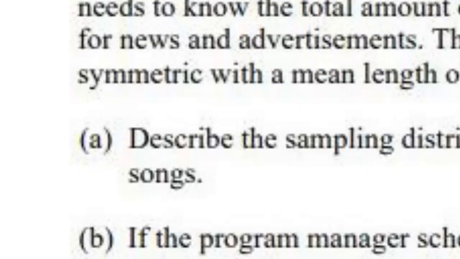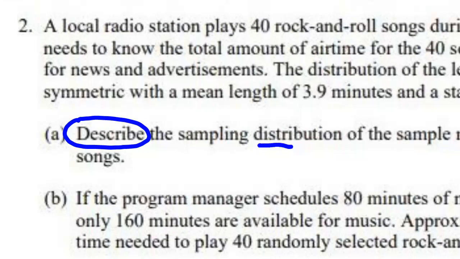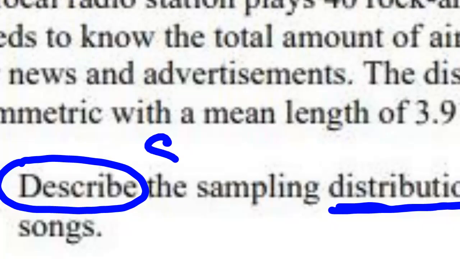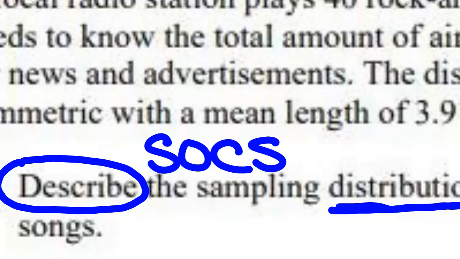So on part A, it says to describe the distribution. That's chapter 1 stuff, describing the distribution. What's the acronym that we use to describe a distribution? SOCS. DUFS is for scatter plots. So that's when we have two variables that are both quantitative. So we need to describe the shape, outliers, center, and spread, the variability.